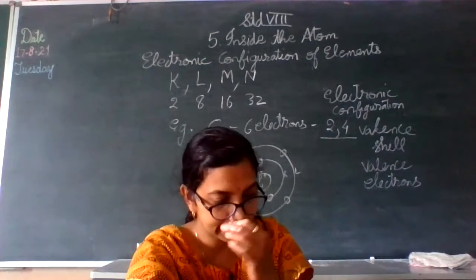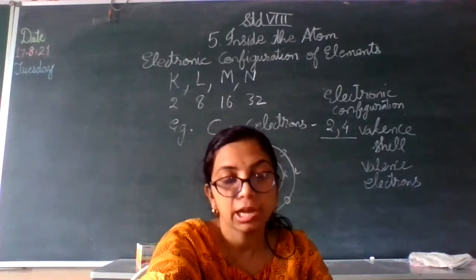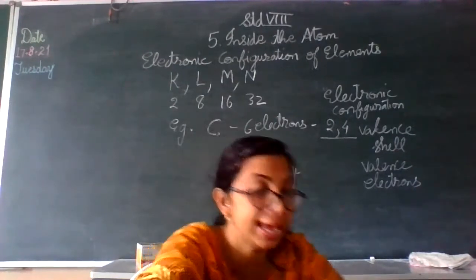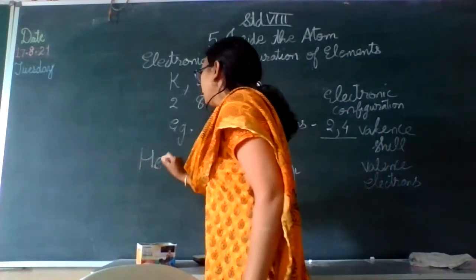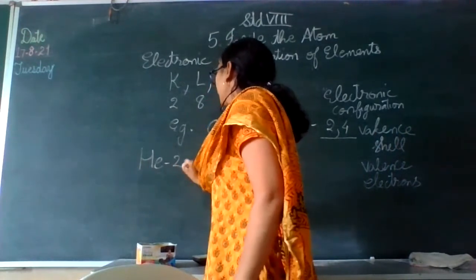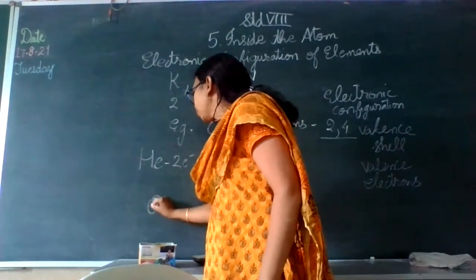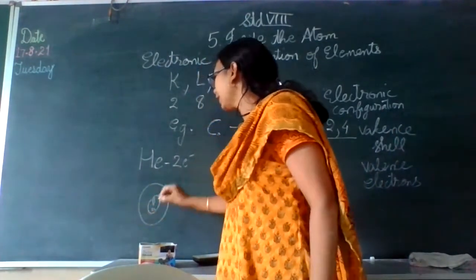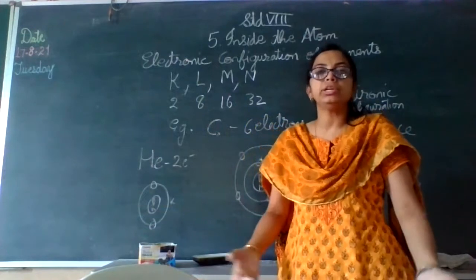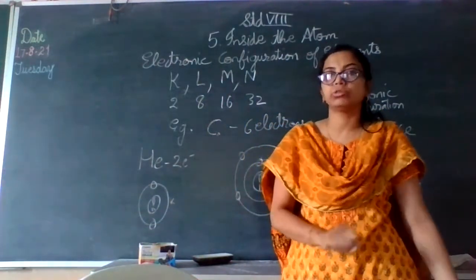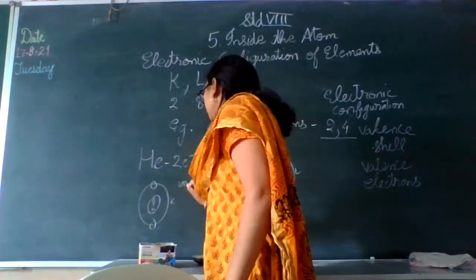Certain elements are chemically inert, where the outermost shell is complete. For example, if I take helium, you all know it has 2 electrons. In that case, if you draw the nucleus with protons and neutrons and only the K shell with 2 electrons, there is no need to give an electron, no need to take an electron. It is a stable atom and therefore it is inert.